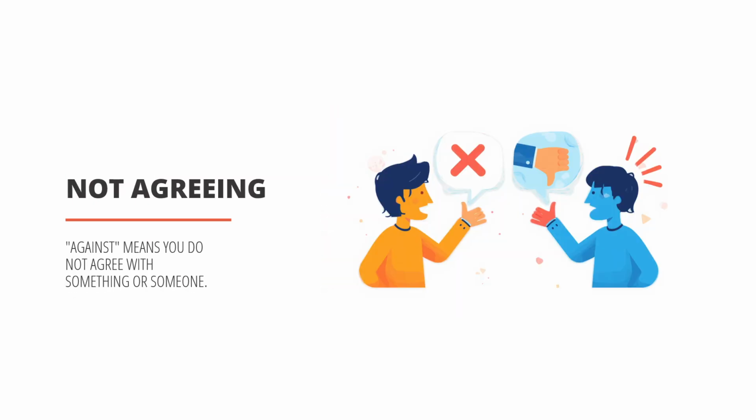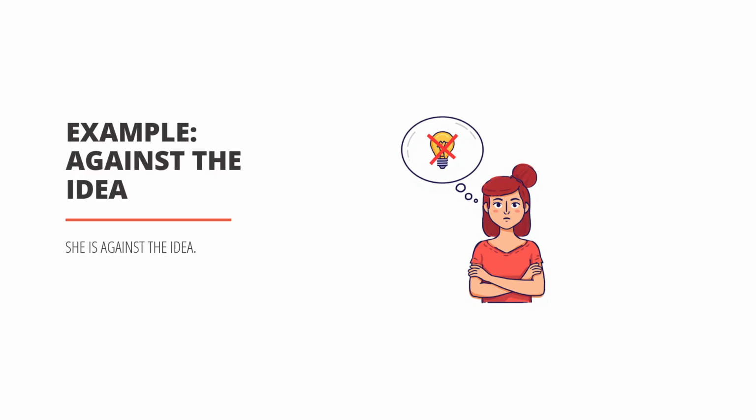Against can mean not agreeing with something. When you are against an idea, you do not like it. You think it is not good. For example, she is against the idea. This means she does not agree. She thinks the idea is wrong or bad.